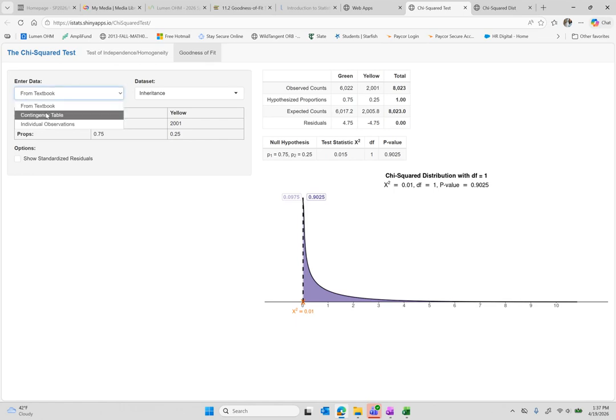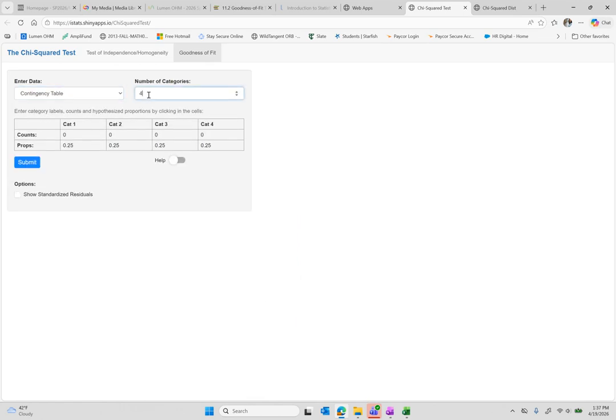Enter data as a contingency table, and you have 5 categories because you have 5 days in the week. Category 1 is Monday. Category 2 is Tuesday. Category 3 is Wednesday. Category 4 is Thursday. And category 5 is Friday. You will see that Art of Stat defaults to a uniform distribution. If you want to change that, if your null hypothesis is not a uniform distribution but something else, then you want to click on those boxes and change them.